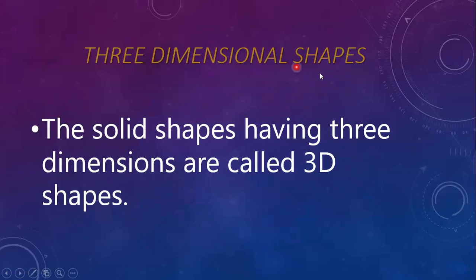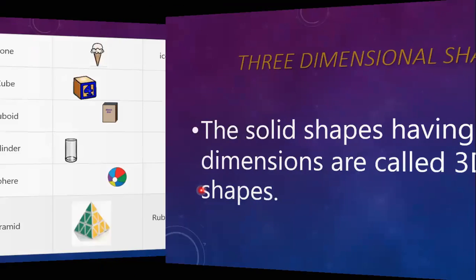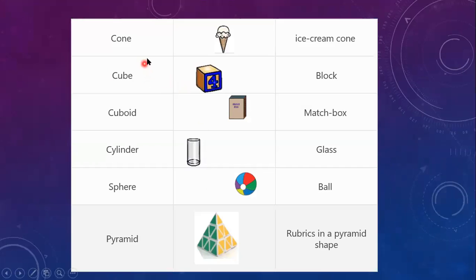So next is 3-dimensional shapes. That means, simply, you can say 3D shapes. The solid shapes having 3 dimensions are called 3D shapes. The solid shapes which are having only the 3 dimensions, that is called 3D shapes. See now here, cone. This is a solid shape, and this is for cone. The best example you can say is ice cream, which you like to eat. So that is an ice cream cone.